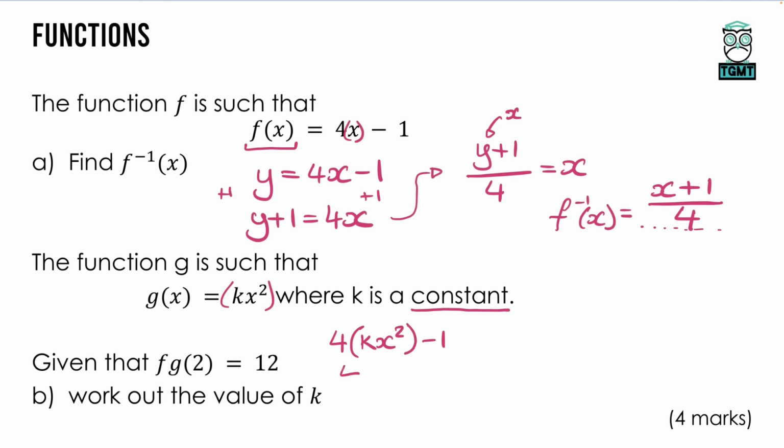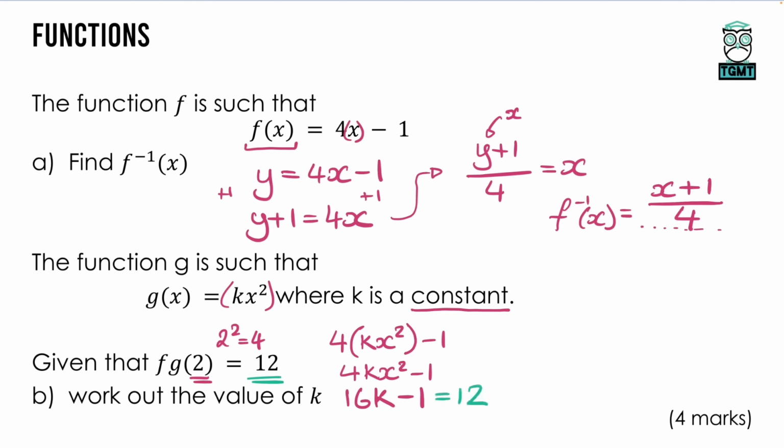So we have 4kx squared, or x squared k, however you prefer to write it, minus 1. And now it wants us to put 2 into that function. Now 2 goes in place of the x, and 2 squared is equal to 4. So we have 4 times k times 4. Well, let's just do the 4 times 4, so that would be 16k minus 1. And it tells us that that is equal to 12, so we would write equals 12.